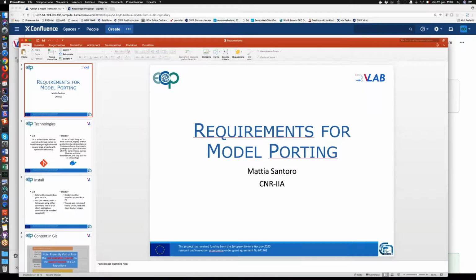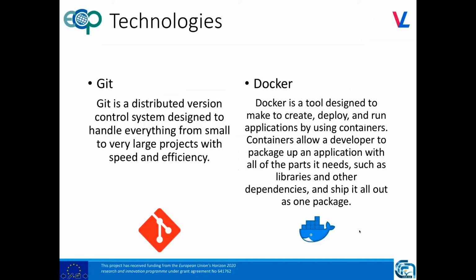So first, let me start with very few slides about requirements for the porting. Which are the technologies that we utilize and that, as a modeler, you need to utilize in order to port the model onto the VLAB. One is Git, which is, I think, well known by all the participants. It is a distributed version control system, and the other main technology is Docker.